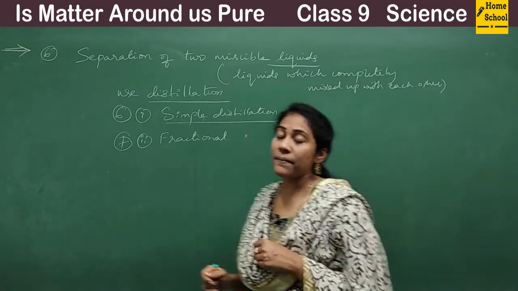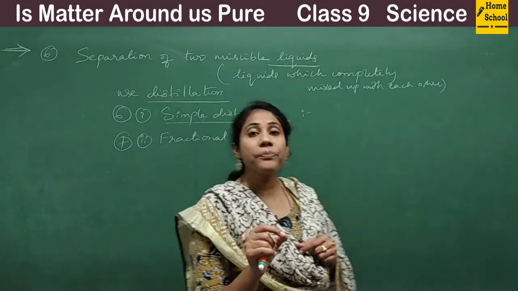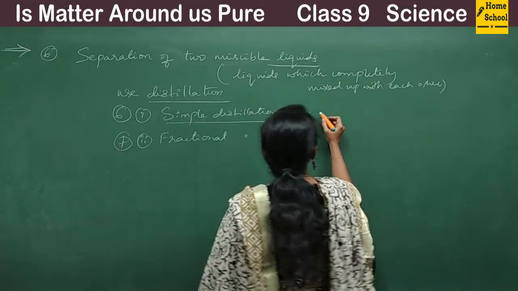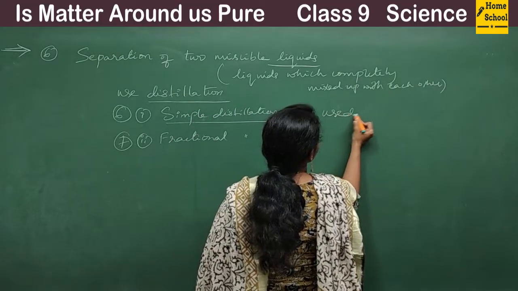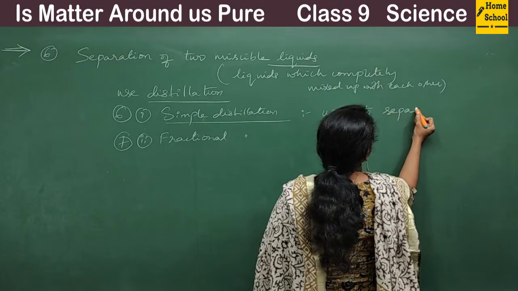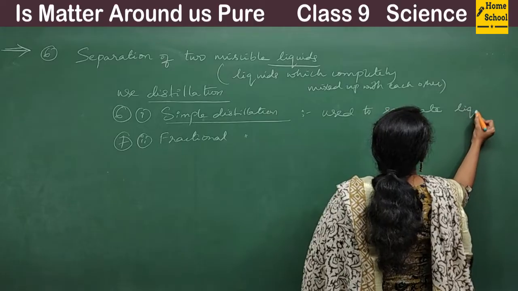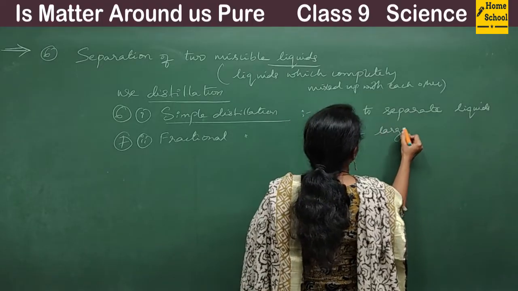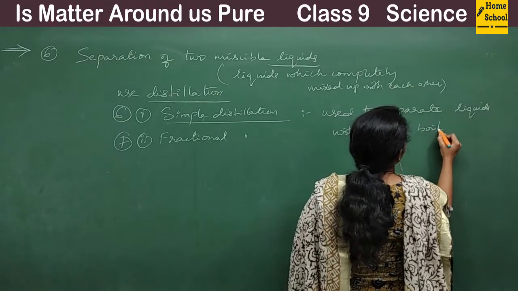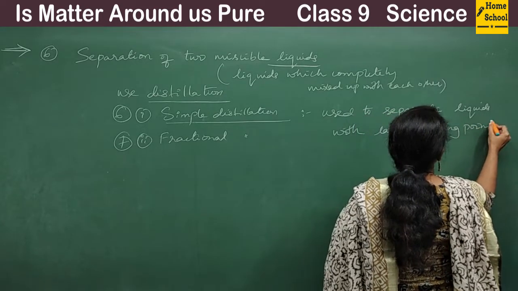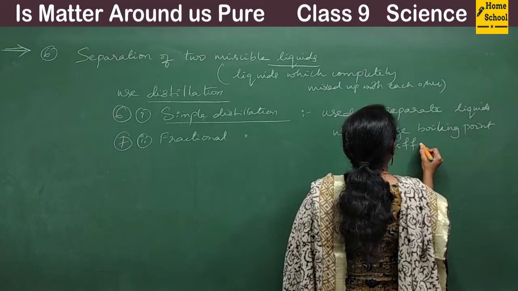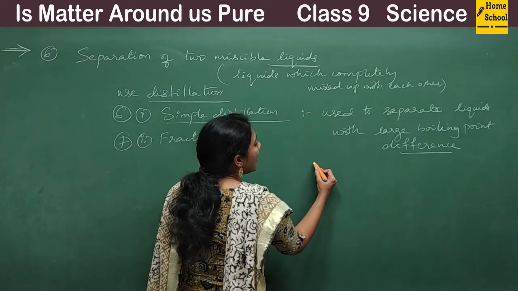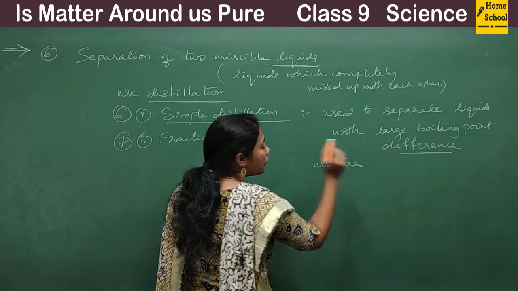Coming to simple distillation: in simple distillation, we can separate liquids which have a large difference in their boiling points. This is really very important. This method can be used to separate liquids with a large boiling point difference. So what do you understand by this particular sentence? Imagine I have a mixture of two liquids.